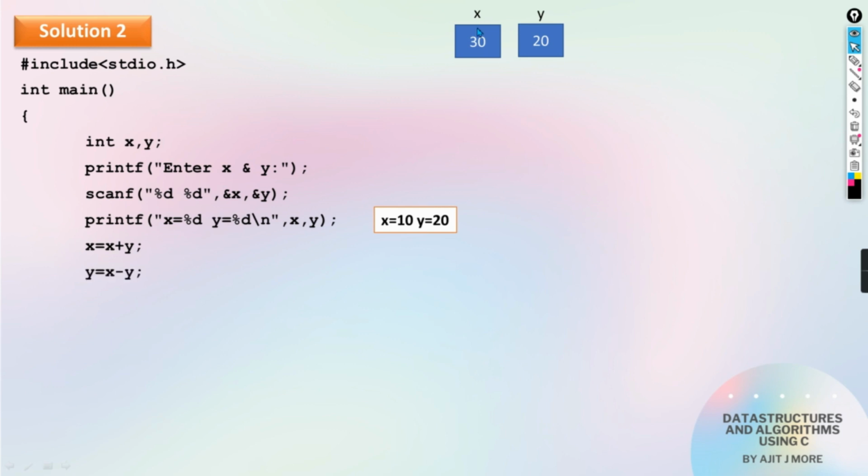Now I'll subtract x and y, but the subtracted result I'll store in y. So 30 minus 20 is 10, but that 10 I'm going to keep in y. So y equal to x minus y. So now your y has become 10. Observe the changes here guys. I've shown you all the changes here in a pictorial way.